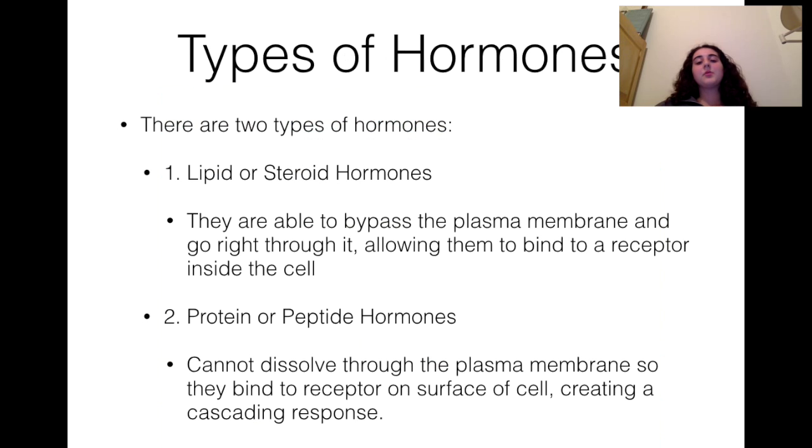Types of hormones. There are two types of hormones. Lipid or steroid hormones are one category. They're able to bypass the plasma membrane and go right through it, allowing them to bind to a receptor inside the cell. Protein or peptide hormones are a second category. They cannot dissolve the plasma membrane, so they bind to a receptor on the surface of a cell, creating a cascading response. I don't know if you remember, but cAMP and all that stuff. You should remember, it's important.